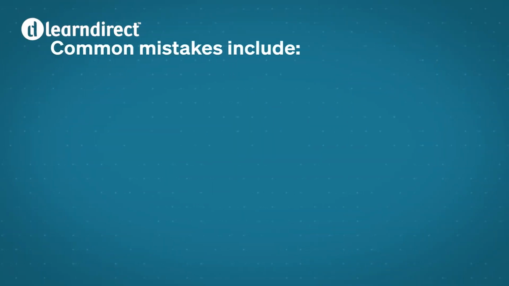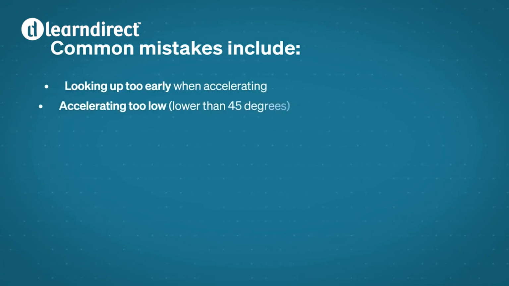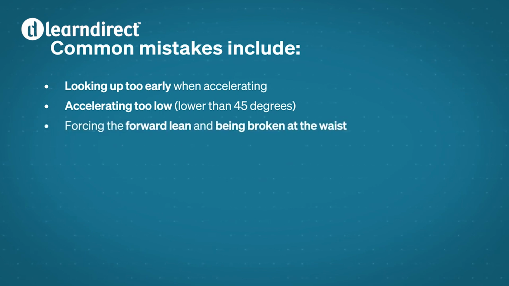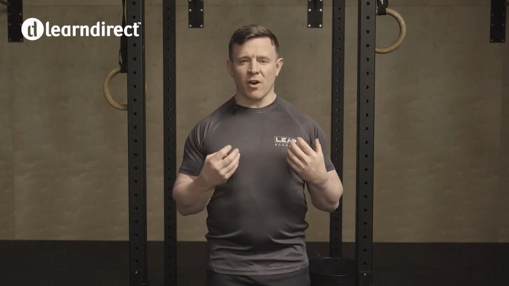Common mistakes include looking up too early when accelerating, standing too low, forcing the forward lean and being broken at the waist, and sprinting on the toes, not utilising ankle dorsiflexion. When coaching your athlete to accelerate and sprint with efficient technique, you are looking to emphasise to them the importance of a long stride length, a short contact time, a large shin angle to the floor, fast stride frequency, and a high heel recovery.